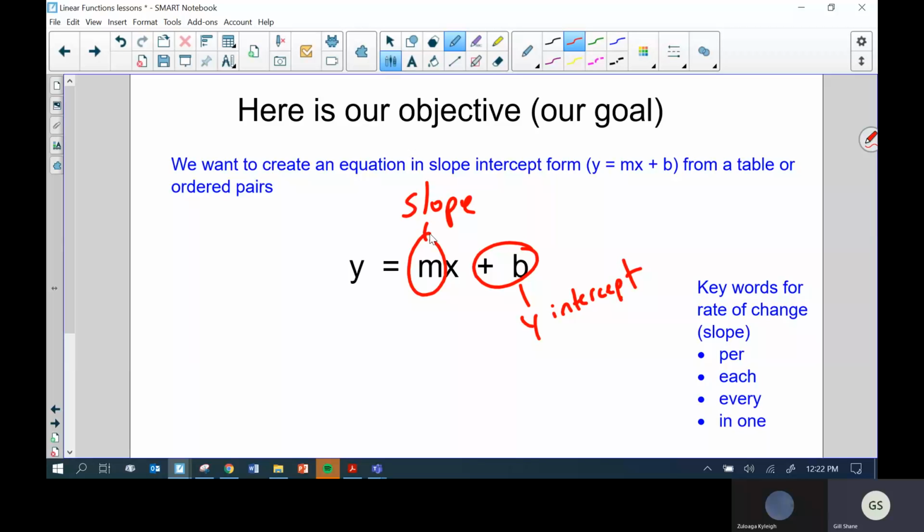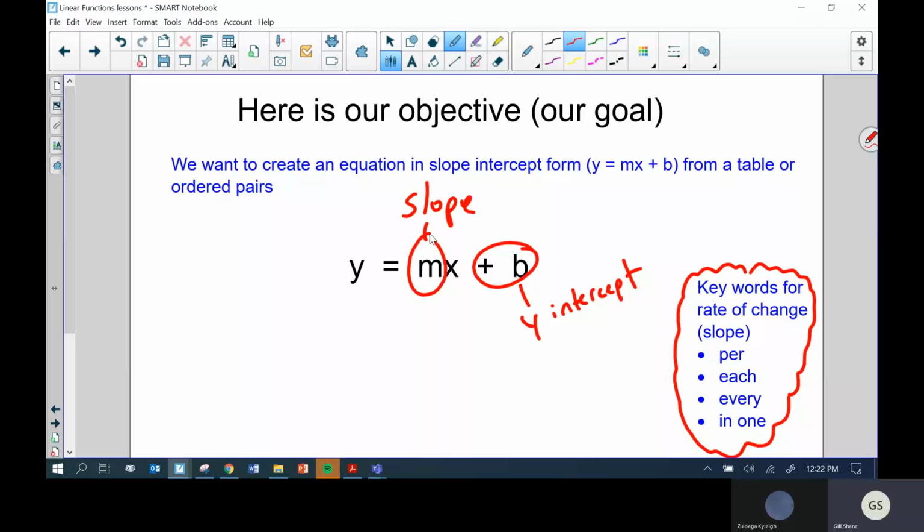So that's reviewed. We also know that when it comes to word problems, these are the key words right here that will tell us where the slope is. Per, each, every, and one. They're back there on the wall, so if you want to write them down, you can. They're also just up in the room, though. For you guys, for Kylie, you may want to write them down. I'm talking about these right here, Kylie. Those are the keywords in a word problem that tell us that number would be the slope.